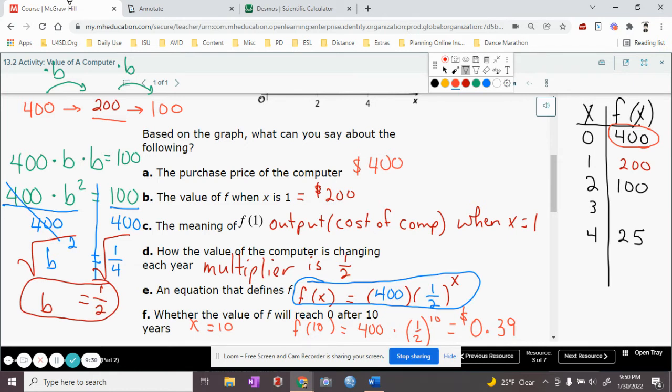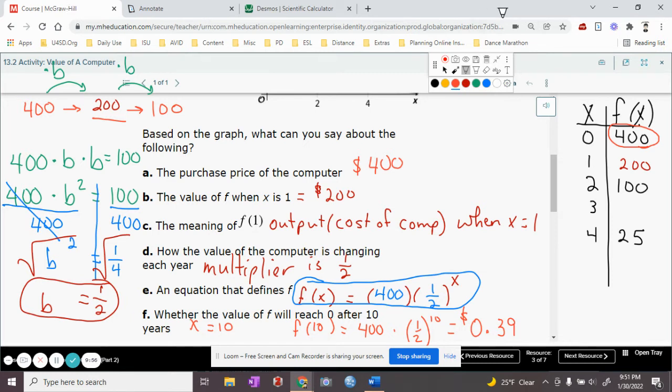Does the value reach 0? Well, if we're rounding, I suppose you could say that is pretty darn close to 0. Or you could argue semantics and say, well, 39 cents is more than 0. Would you sell a computer for 39 cents? I will leave that decision to you.